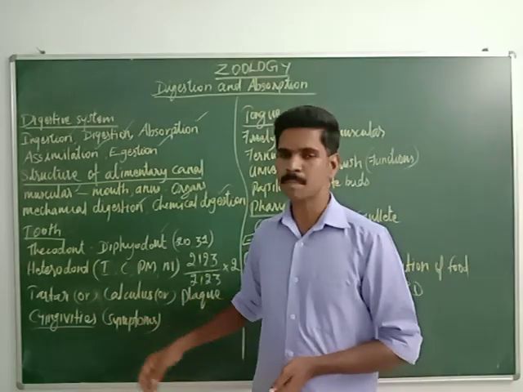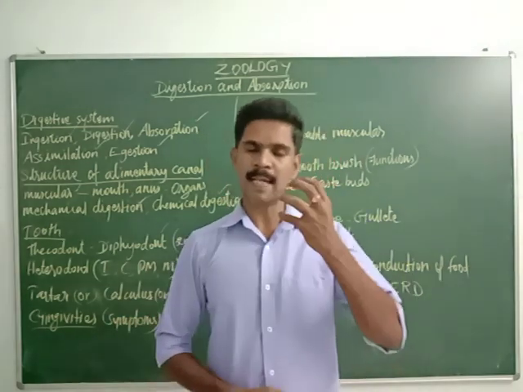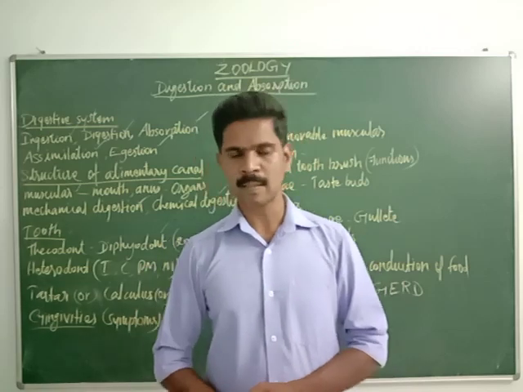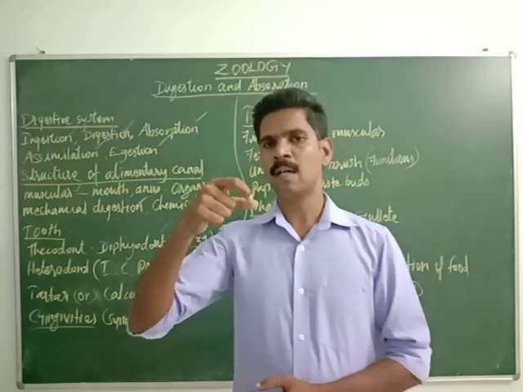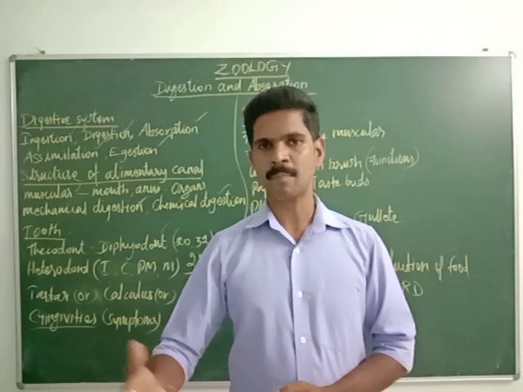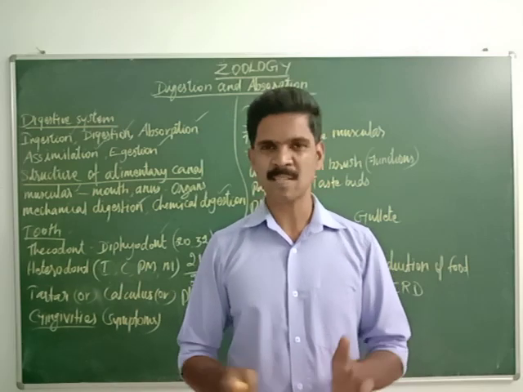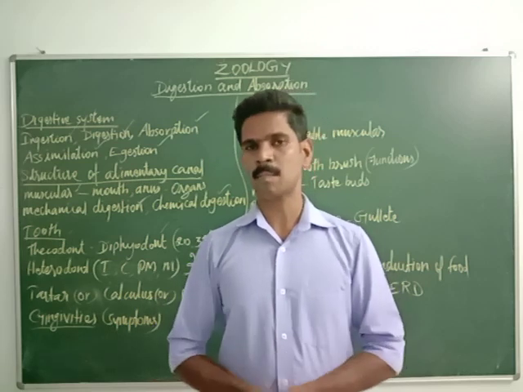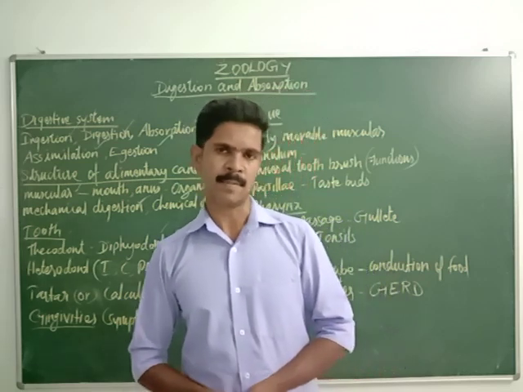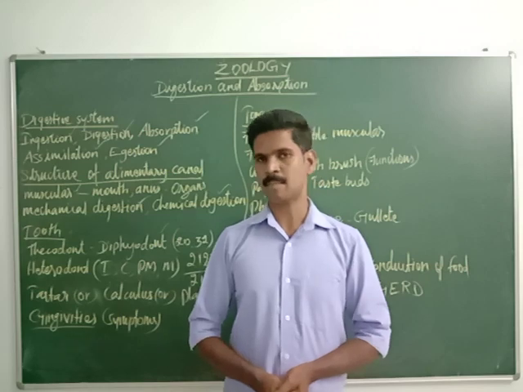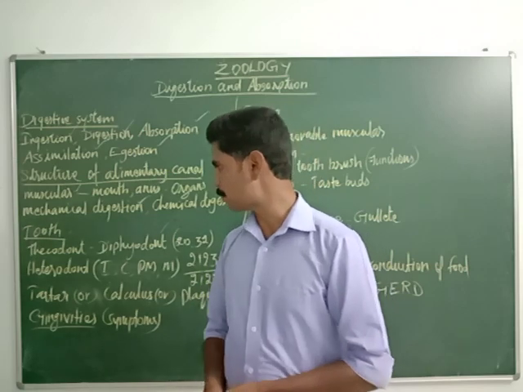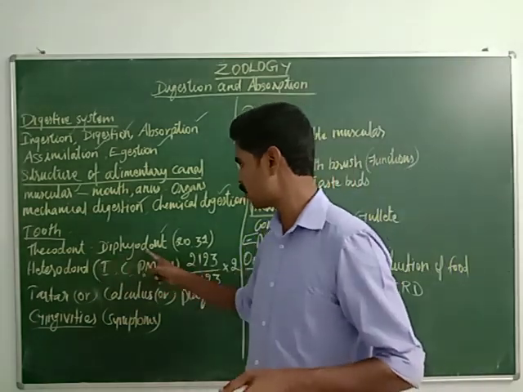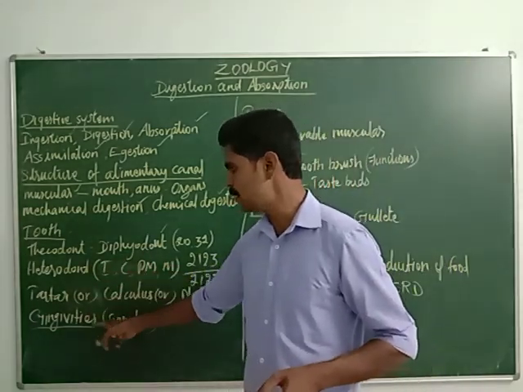The symptom of gingivitis is bleeding from the gum. That is the first symptom. Sometimes a bad smell also comes from the mouth, and wounds are also present in the gum region. So these are some of the symptoms of gingivitis. Now we have completed 5 important 2-mark questions here: diphyodont, heterodont, tartar, and gingivitis.